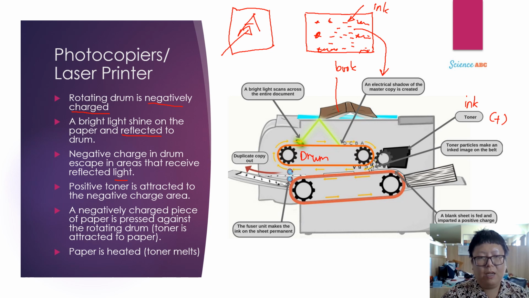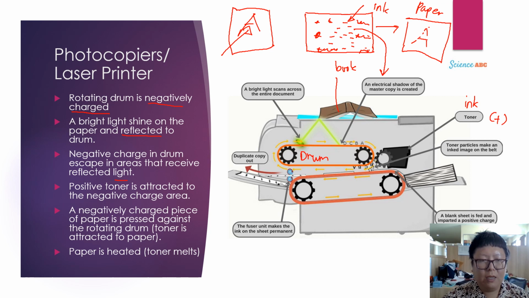And after that, the negatively charged piece of paper, there's a paper here and it also has a charge, will attract the ink or the toner in the drum. So the electric shadow is moved onto the paper. Then this is the A on the paper.